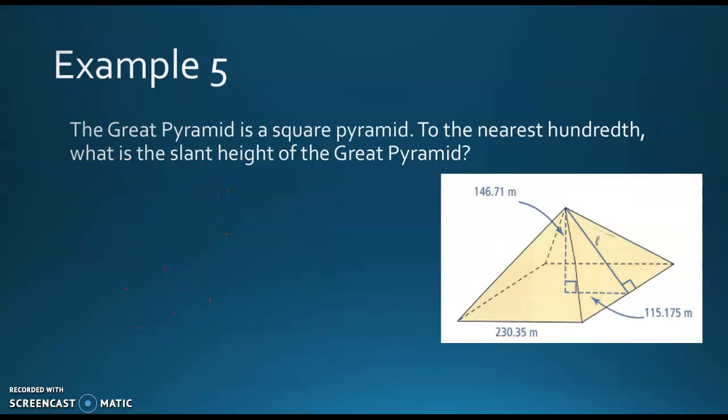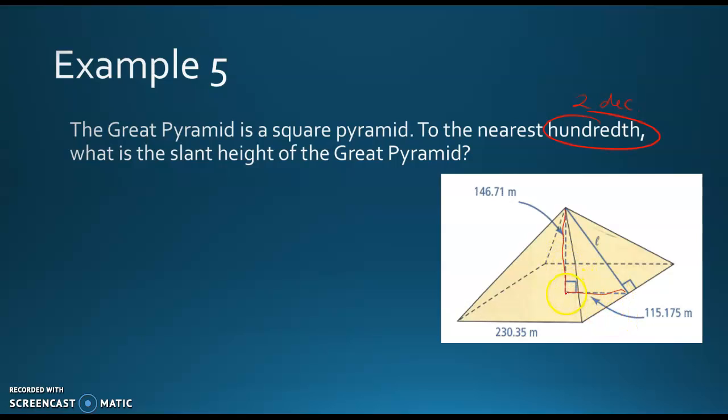All right, so here is our last example. We are working with the Great Pyramid to the nearest hundredth. So that's 2 decimals. What is the slant height of the Great Pyramid? So we haven't talked about pyramids, but a slant height is actually the height of the side triangle based off of your right triangle on the inside.